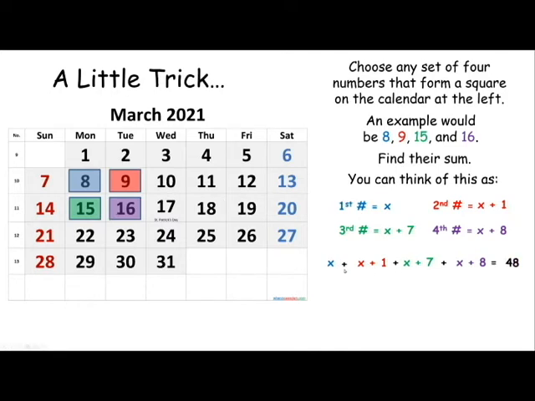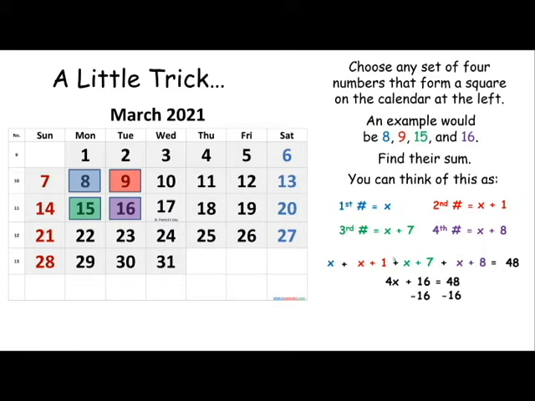This is an algebraic equation in one variable, like the ones we did in our previous unit. Solving this should be fairly simple at this point. I have 1, 2, 3, 4 x's. I have 8 plus 7 is 15 plus 1 is 16. This is 4 x's and a 16 make a 48.